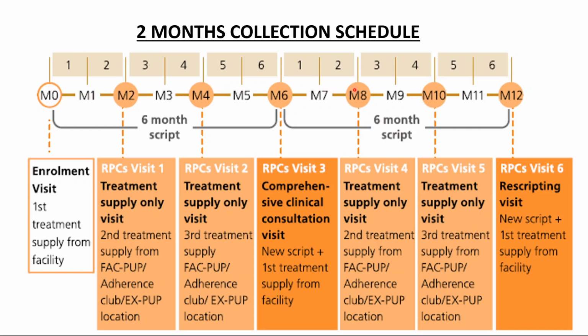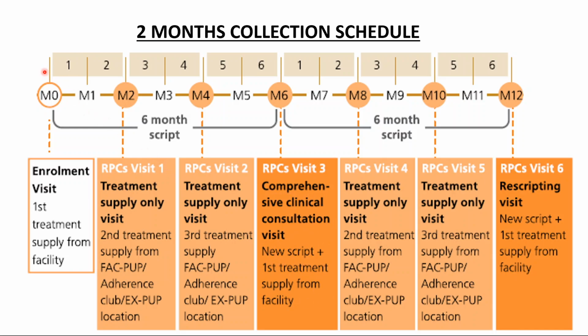So these are the months that the patient will come and collect or come and visit the facility for. The visits are all circled. It will be month 0, month 2, 4, 6, 8, 10, and 12. This is in a 12-month cycle. In this cycle, our script is at 6 months. In the other cycle, now that we can prescribe for 12 months, it will be 12 months, taking away some of this. We'll talk to this.